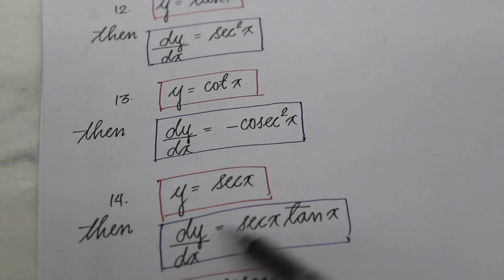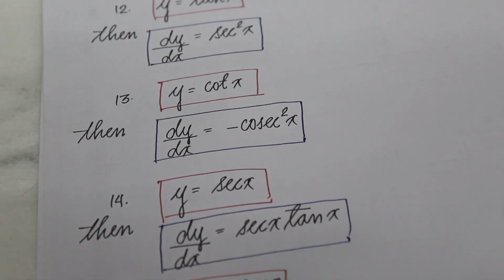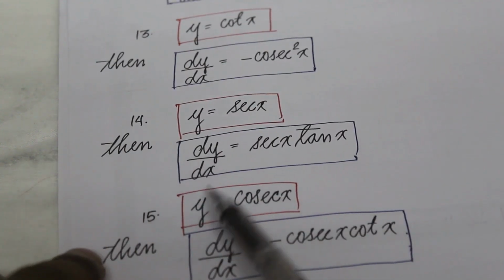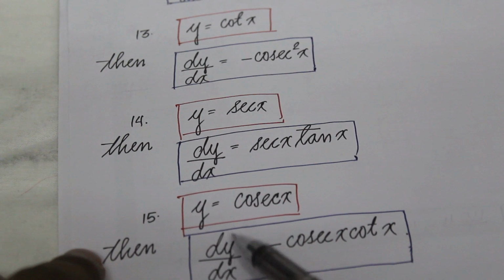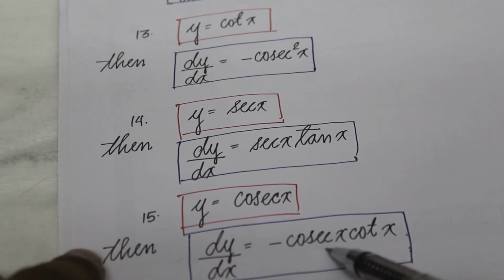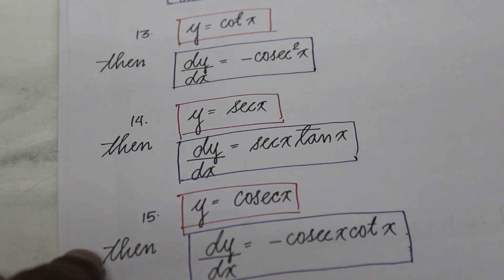dy by dx is equal to sec x tan x. y is equal to cos x, again a c, so here it is written with a negative sign. dy by dx is equal to minus cosec x cot x.